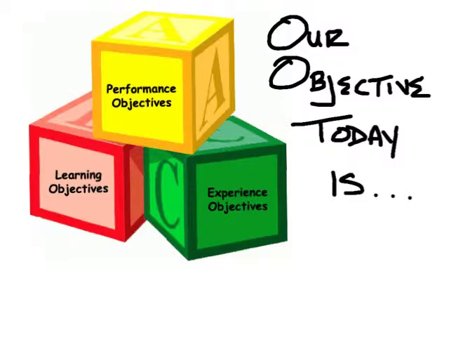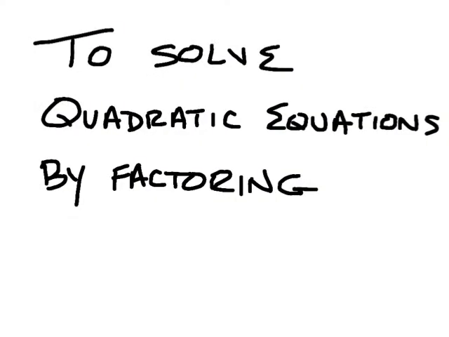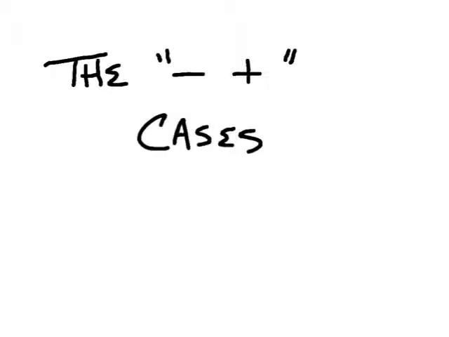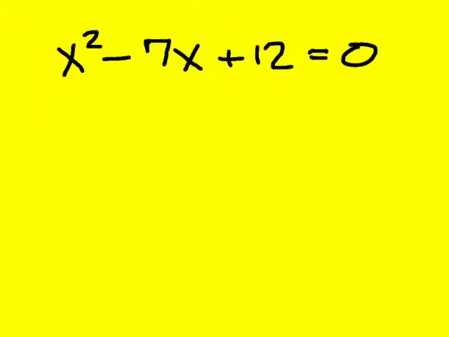The objective for today is to solve quadratic equations by factoring again, but today's learning target is different, the minus plus class of problems, the minus plus cases. Example number one. x² - 7x + 12 = 0.